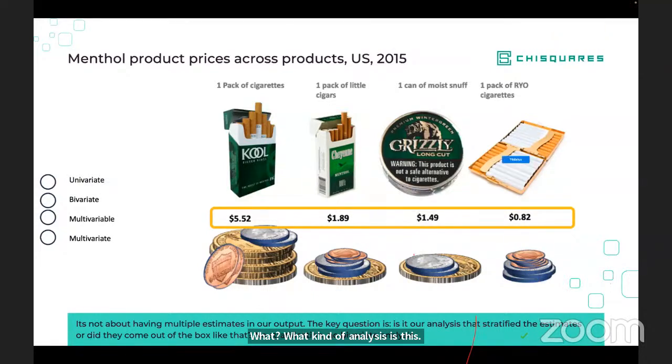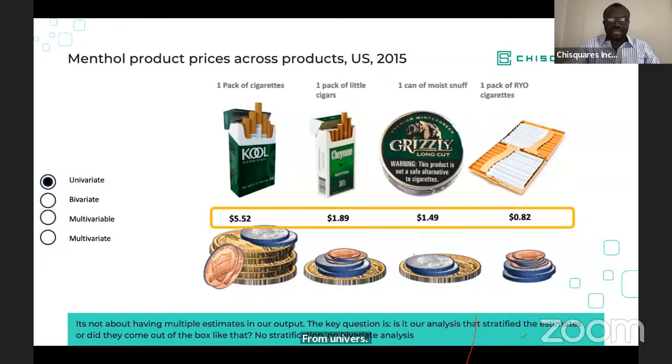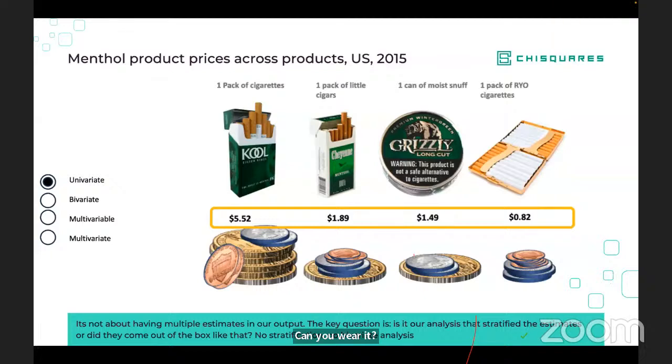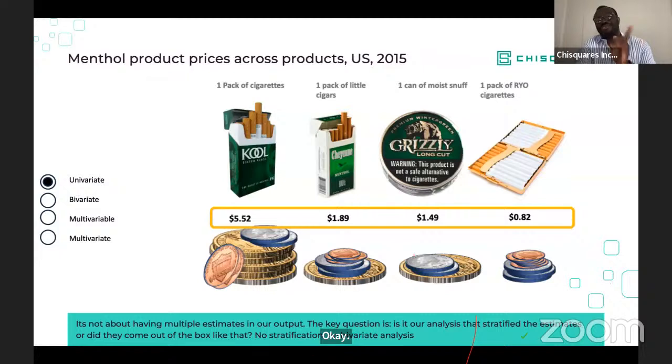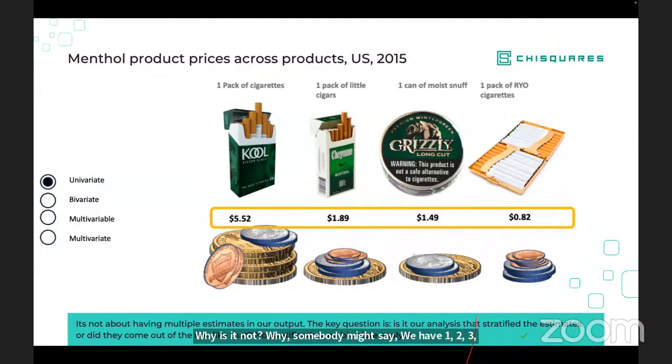For me, univariate. Okay. Univariate. Excellent. It is univariate. Why is it not bivariate? It's just one product. Okay. Why somebody might say we have 1, 2, 3, 4 products, and so is that multivariable? Why would that be wrong?